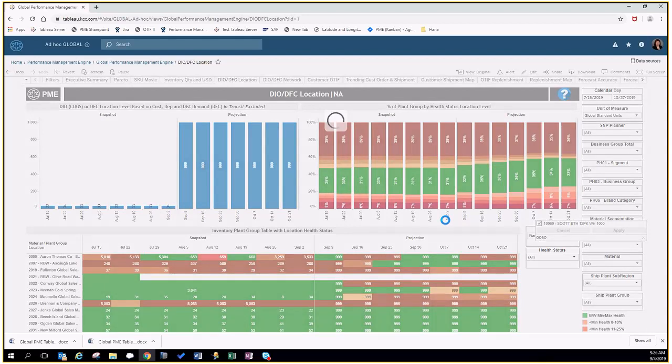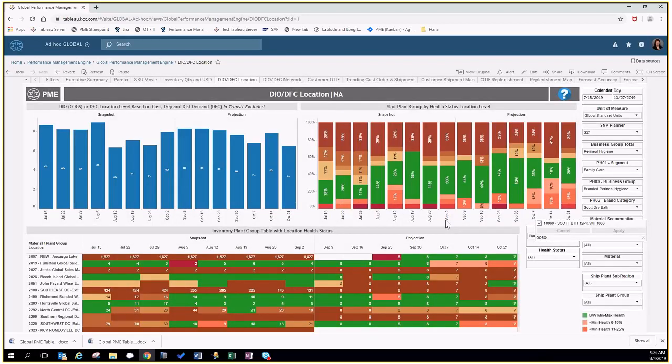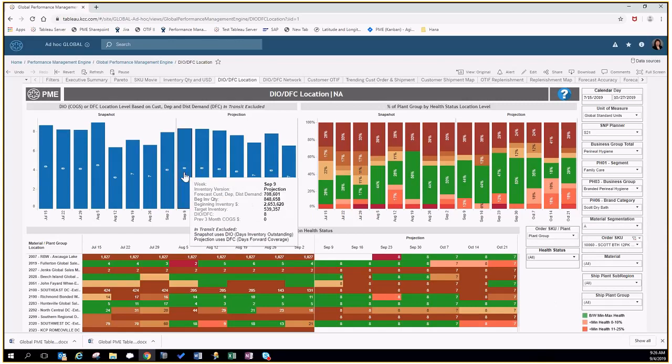So if I just look at one product, okay, so you could see that in this case, our demand is 708,601 GSUs, standard units. And then our beginning inventory has 848,658 units. So we have 8 days of inventory. That's how much coverage we have. We can cover 8 days of demand. So that's what this number means.